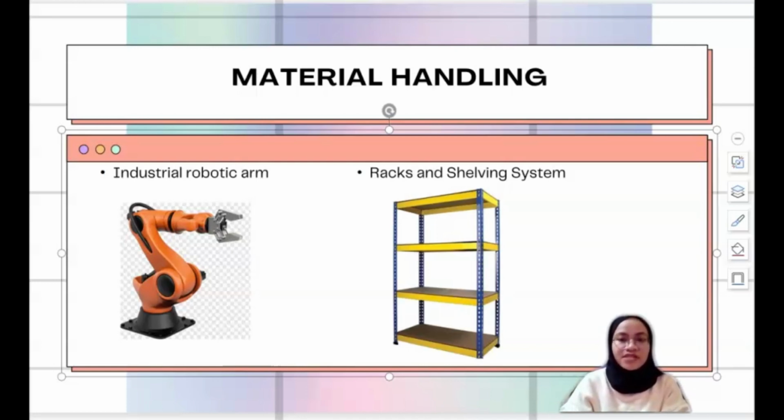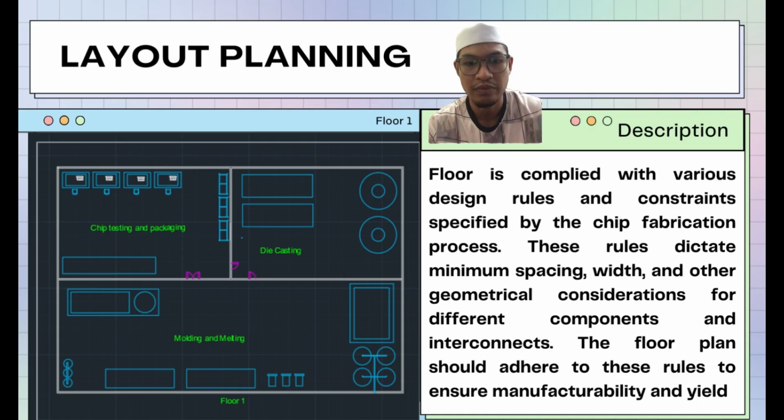The next one is the rack and shelving system. Materials such as wafers, masks, and chemicals must be stored in cabinets, racks, and specialized containers.